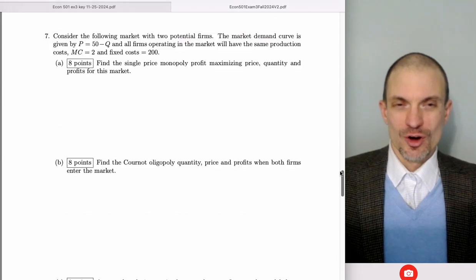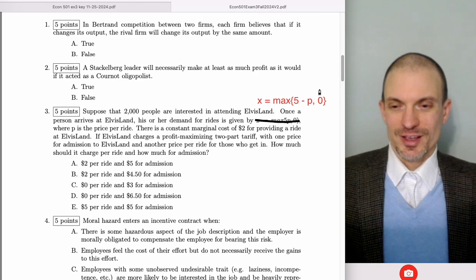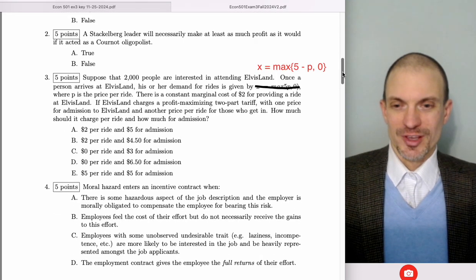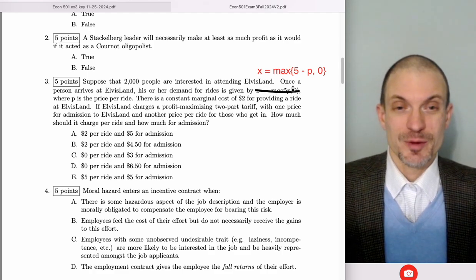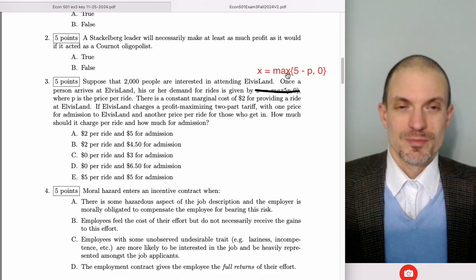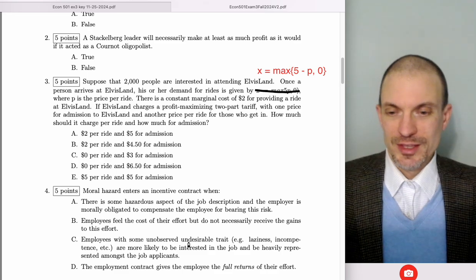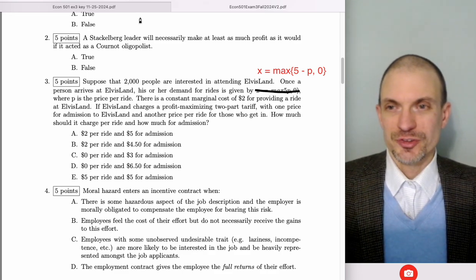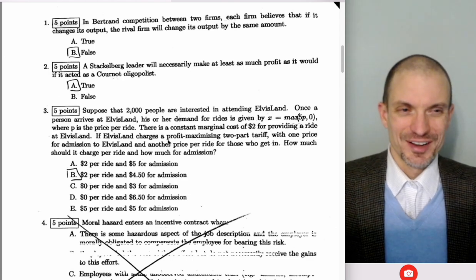Okay, I need to go all the way back up to the first one because there was a problem with how this printed. For this first question, there are 2 problems with how it printed. I had a LaTeX problem that messed up the demand curve. The demand curve we want to use for this one is x equals the maximum of 5 minus p and 0. And on the exam itself, one question didn't print well, so I took that off the exam. That'll be evident in just a second.